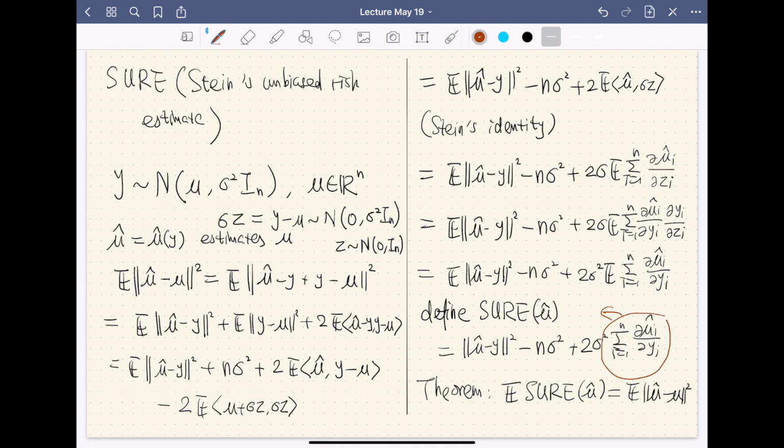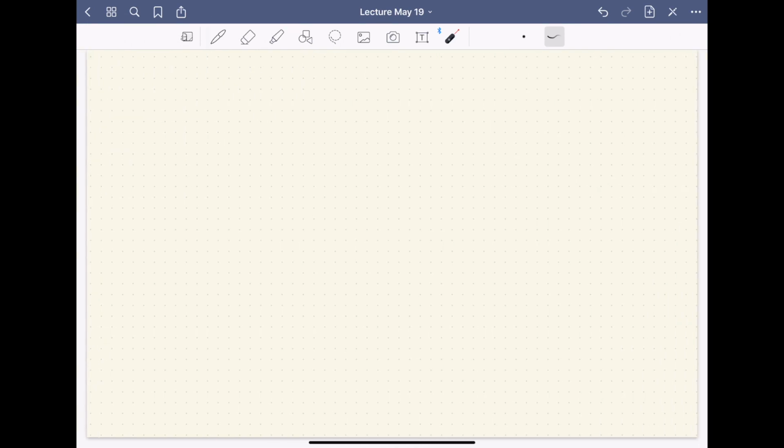In fact, this term, which is the sum of the partial derivatives, has a name. This is called the degrees of freedom of the estimator mu hat. The reason it is called degrees of freedom is that in many situations, you can actually show this term equals the dimension of the parameter mu. For example, let's play with the linear model.